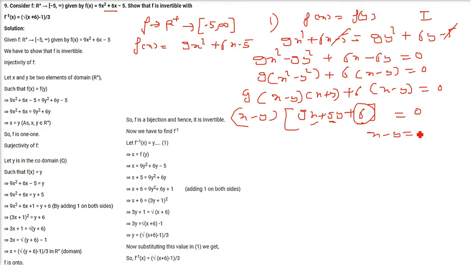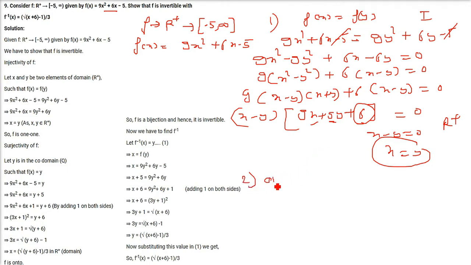So that is x is equal to y. So when we started with f(x) = f(y), we got x = y, which is the 1 to 1. Now 1 to 1 is done. Now let us check for the surjectivity. What is surjectivity? That is onto.